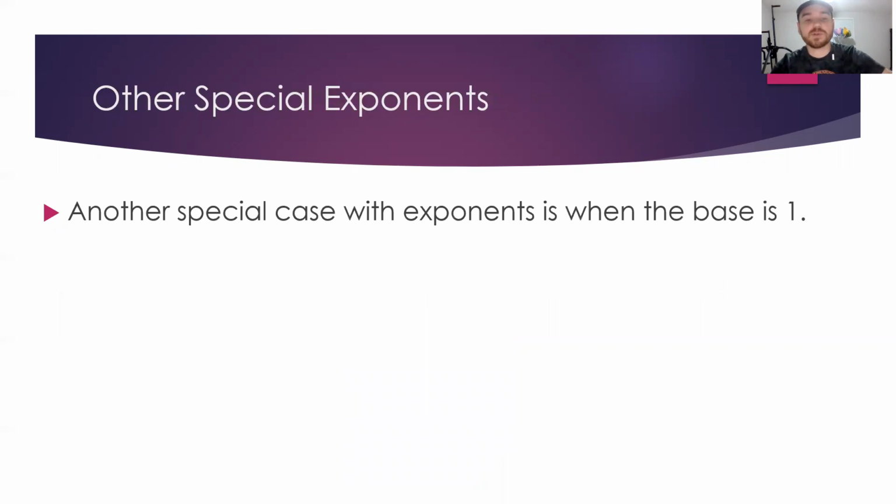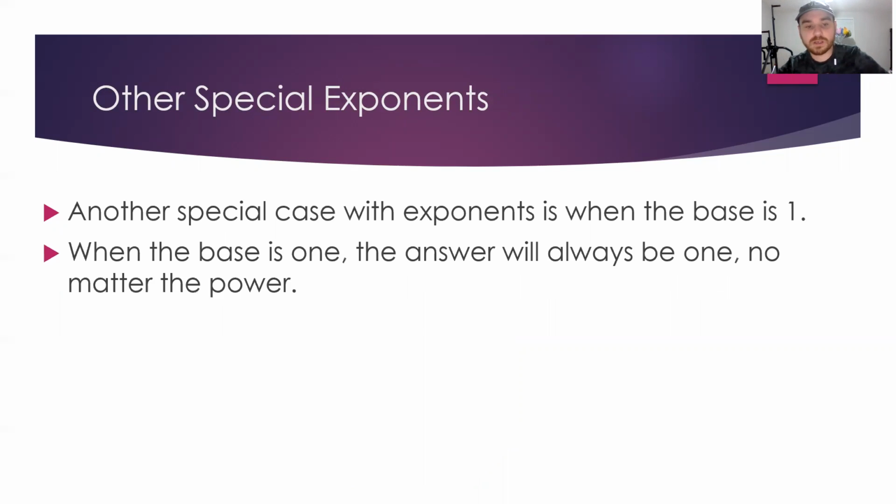There are a few other special exponents. Exponents with the base of 1. This one I hopefully don't need to go over a ton, but let's say we take 1 to the 51st. Well, this is going to be equal to 1 times 1 times 1 times 1, dot, dot, dot, 51 times. And hopefully you guys know right off the bat, 1 times 1 is 1, times 1 is 1, times 1 is 1. No matter how many times we multiply this, it's going to be 1. So if the base of an exponent is 1, the answer is always going to be 1, no matter what the power is.